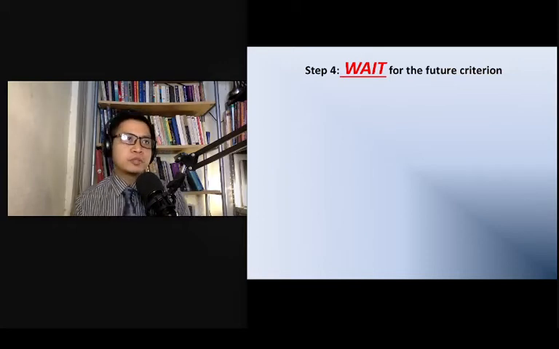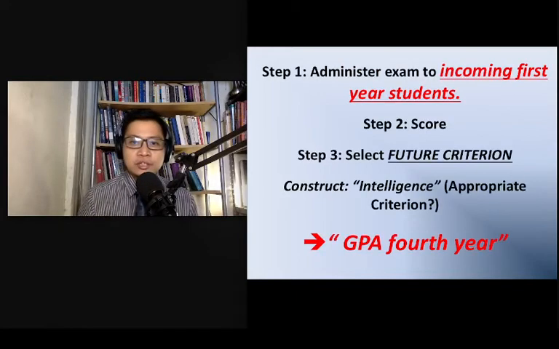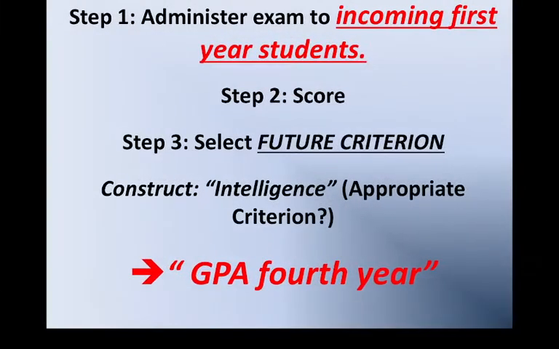Step 4, in-administer mo na sa kanila yung test, kinuha mo na yung raw score, alam mo na yung criterion na kukunin mo, aantayin mo ngayon yung criterion. Kasi sa step 3, going back, wala ka pa namang criterion dyan eh. Inassignan mo pa lang kung ano yung criterion mo. Eh yung criterion mo, GPA 4th year, ibig sabihin wala pa sila sa 4th year. Kasi nga, incoming first year students pa lang sila.